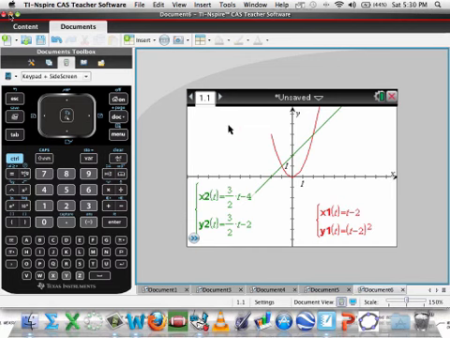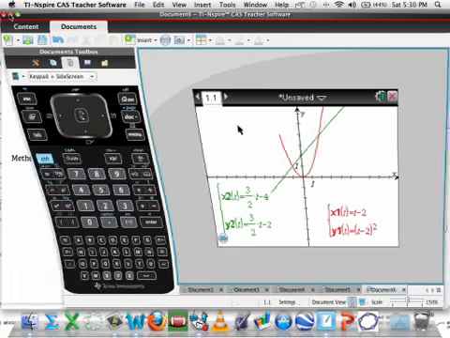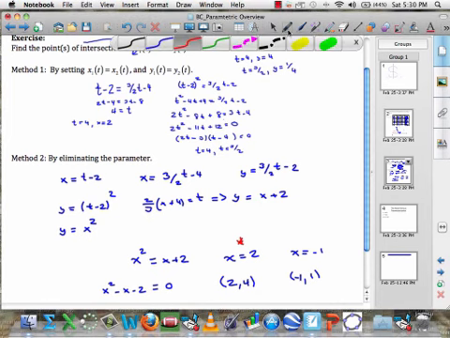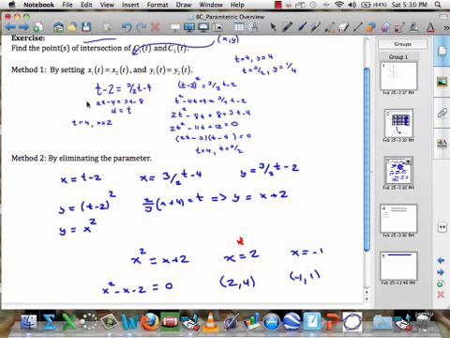There are 2 points of intersection for those two curves. So what's the deal with method 1 versus method 2? Why did one give us only one of those points of intersection and the other one give us both? And here's the deal here. When you do this, you're finding where the x-coordinates are the same at the same time.